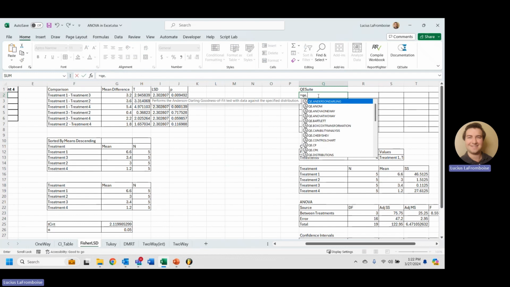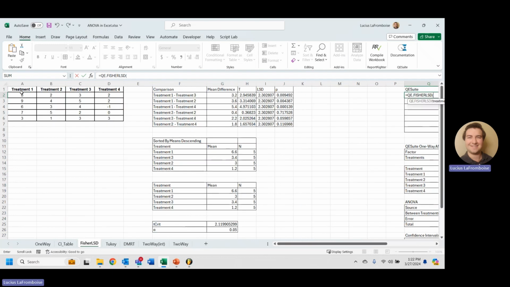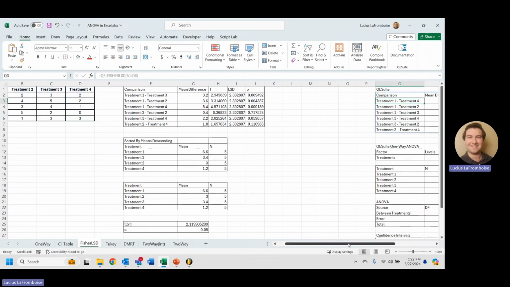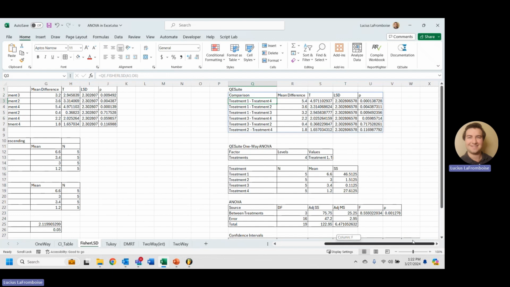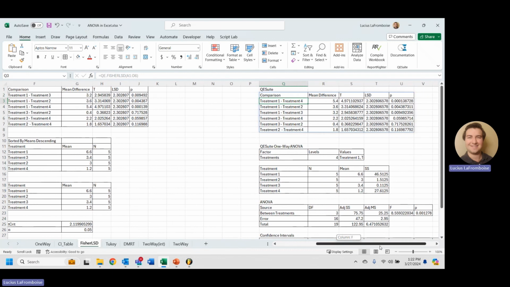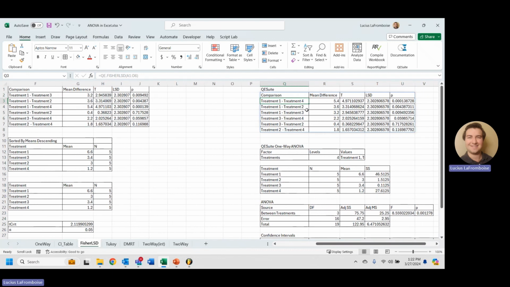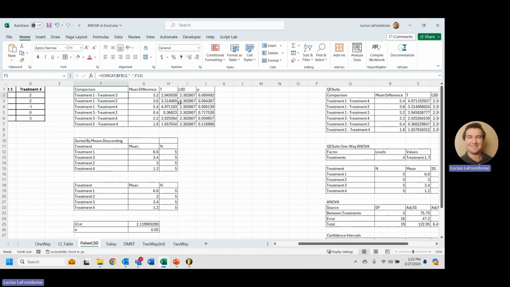All right, let's check it against QE Suite. So we'll say QE.FisherLSD. Come over here, select all of our treatments, and enter. There we go. Oh, we have a slightly different order here. But everything looks good. You'll see we have treatment 1 to 3, 3.2. So we're just in a slightly different order, and that's no problem at all, really, just because we went in a different order. But all the math looks good, and we can start to say, yep, treatment 1 is significantly different than all of our other treatments. Well, that's wonderful. So that is the Fisher LSD.